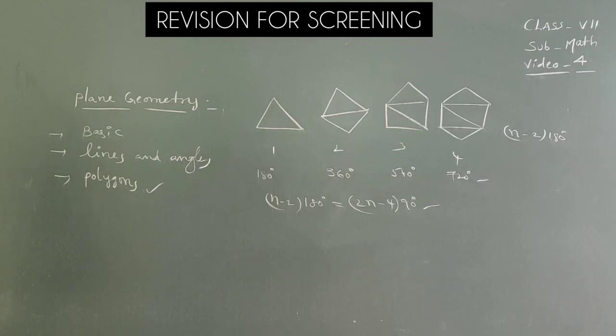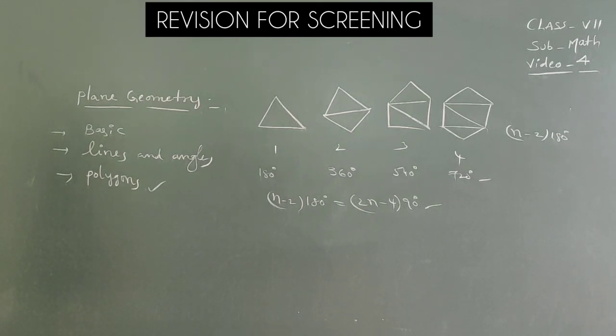A triangle contains 3 sides, so 3 minus 2 gives 1 triangle. Quadrilateral, 4 minus 2, 2 triangles. Pentagon, 5 minus 2, 3 triangles. Hexagon, 6 minus 2, 4 triangles. N is the number of sides of the given polygon. A decagon contains 10 sides, so 10 minus 2, 8 triangles. With respect to the number of triangles, you can give the sum. So the sum of the interior angles of a polygon measures n minus 2 into 180 degrees.